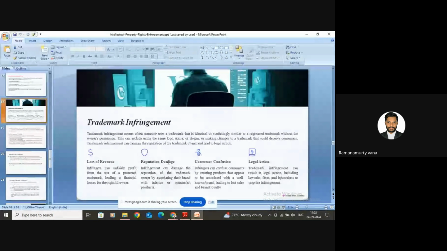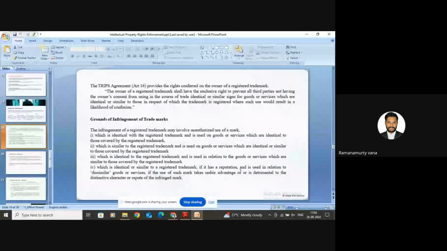These are some of the losses or effects caused by the infringement of a trademark: loss of revenue, damage to reputation, consumer confusion, and finally the owner can also take legal action. In the case of the TRIPS agreement, Article 16 provides the rights conferred on the owner of a registered trademark. On what grounds does infringement of trademarks come?